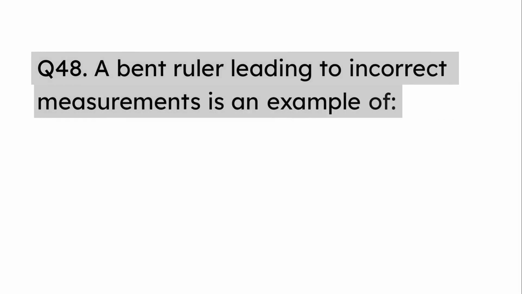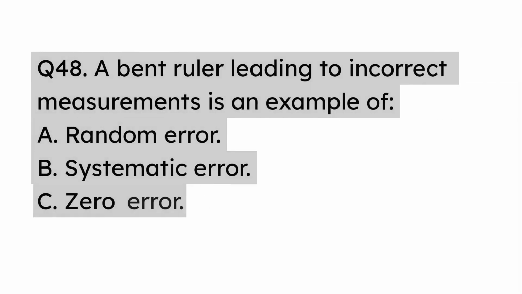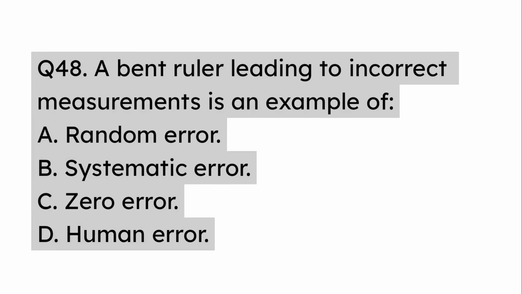Q48. A bent ruler leading to incorrect measurements is an example of A. Random error. B. Systematic error. C. Zero error. D. Human error.